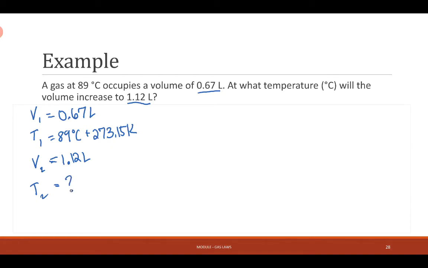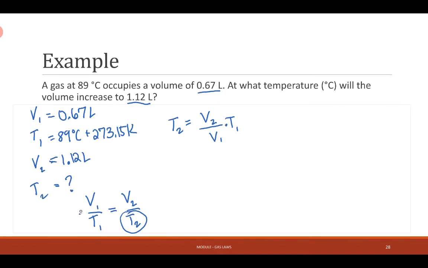And we are searching for that temperature. So if we remember our formula, volume and temperature are also directly proportional, since if we increase volume, we're increasing temperature. We are solving for T2, so T2 will be equal to V2 divided by V1 times T1.